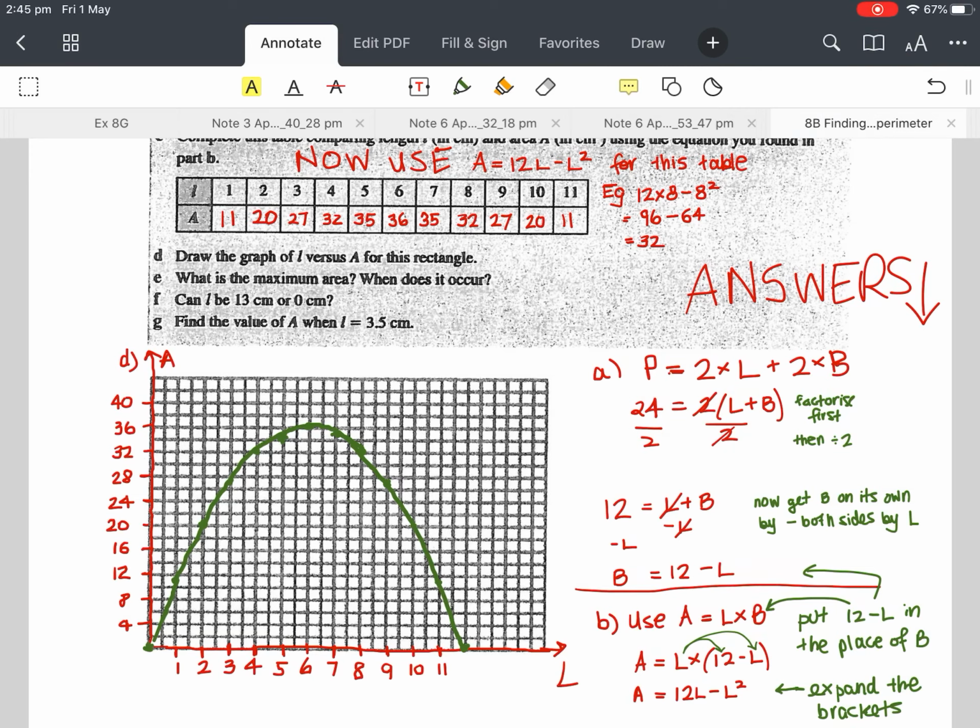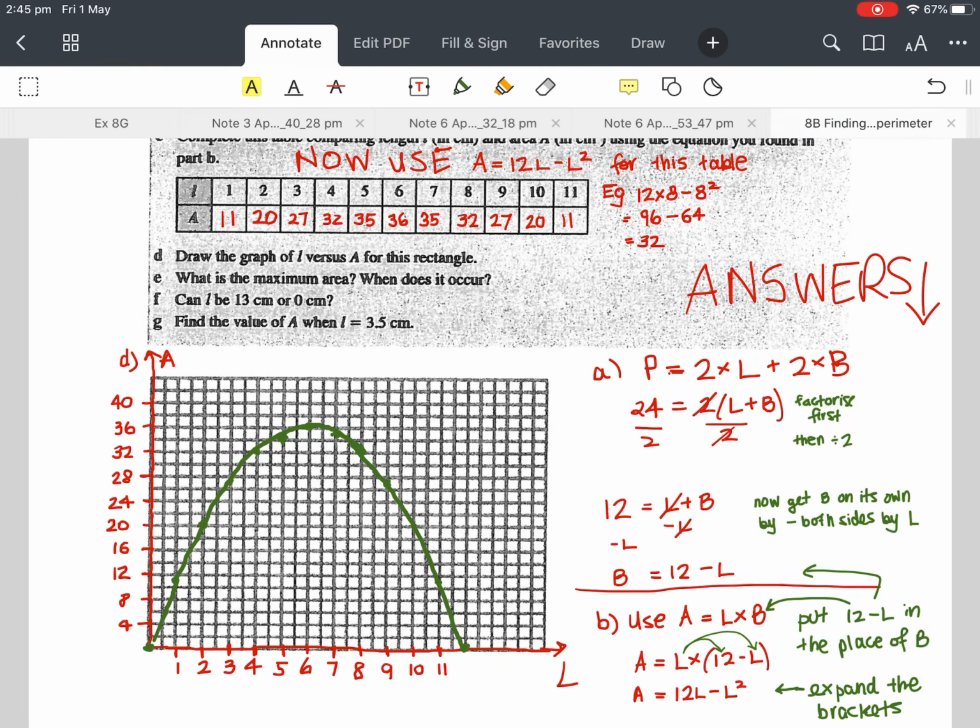Cover this over or stop the video if you want to have a go on your own too, please. And then I made every 2 boxes go up by 4 on my vertical axis, and that way I used all the way up to about 40. So that's what my graph looked like.